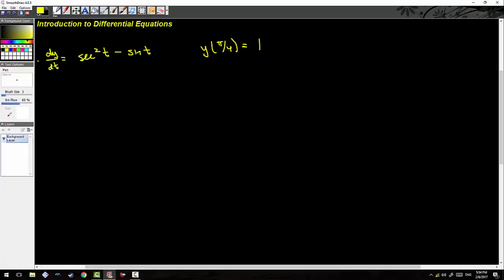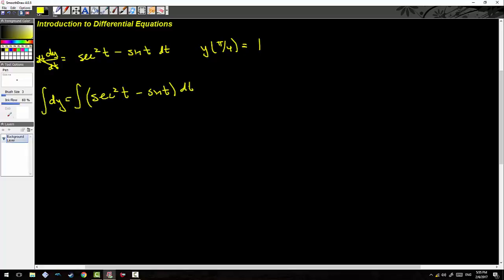It's dy dt equaling secant squared t minus sine t with the initial condition of y of pi over 4 equaling 1. So again, the first thing I'm going to do, and this is actually really important in regards to the AP exam, is I'm going to go ahead and separate the terms. And what I mean by that is I'm going to get all my t things on one side. So I have dy equaling secant squared t minus sine t dt. And now from here, I'm going to go and integrate both sides.